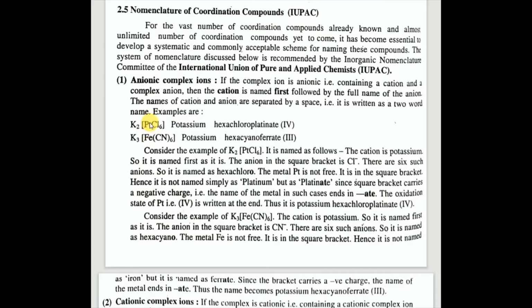Therefore when we write the name of the metal, we can't write platinum directly, but we join the suffix -ate at the end of the metal. Instead of platinum we write platinate, and instead of ferrum we write ferrate, and finally we write the oxidation number of that metal in Roman numerals. So in this way, when we are given any complex anion, we can follow this rule to write the IUPAC name of complexes. Then we proceed to the second rule.